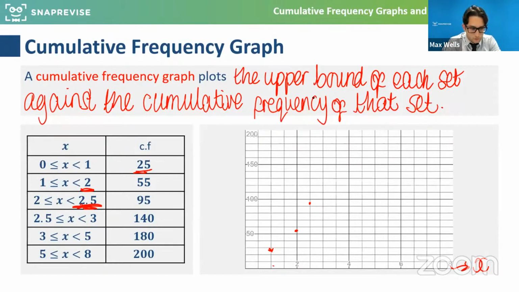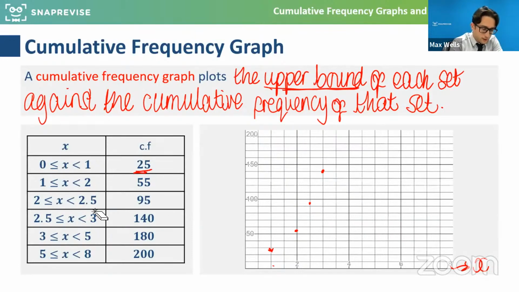We have to use the upper bound of each group to plot the point, which we don't want to confuse with frequency polygons where you would use the midpoint. Okay, brilliant. No, that's really good. So next one, we're going to plot at 3, 140, because we know that by 3, we have accounted for 140 bits of data. However, they're spread out within that category. By the end of that group, there's been 140 things.